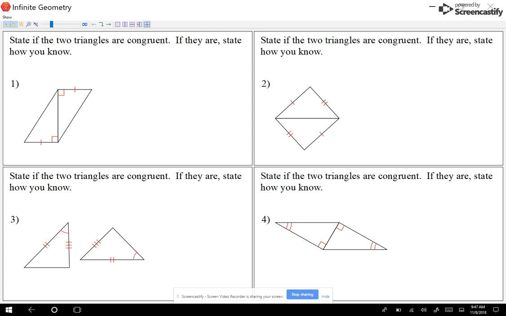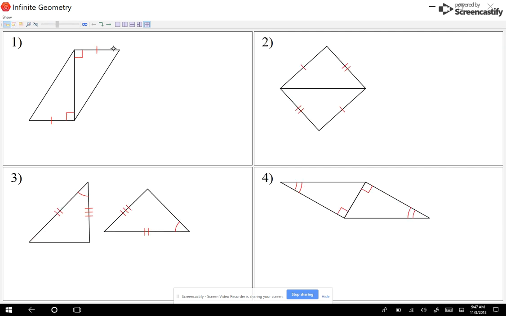All right, guys. So the quiz tomorrow has 20 questions, and like I said, it's all review. Really quick, the first four questions on the review state whether two triangles are congruent. If they are, state how you know.